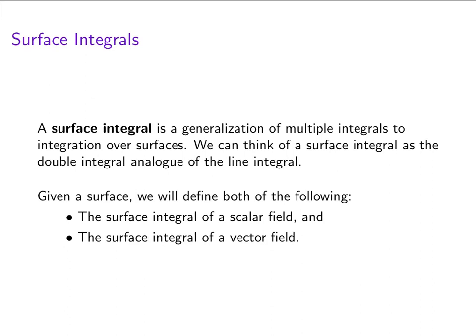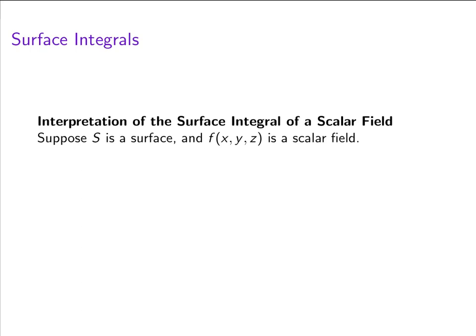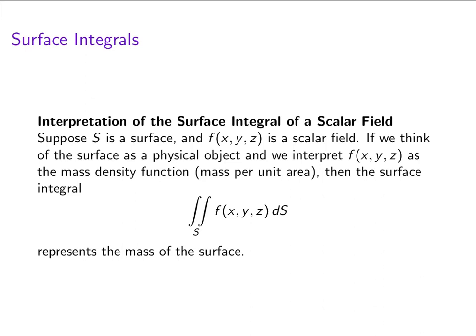Let's talk a little bit about interpretations of these. Let's first talk about the interpretation of the surface integral of a scalar field. Suppose we have a surface, and f of x, y, z is a scalar field. We're going to think of the surface as a physical object, and we'll interpret f of x, y, z as the mass density function, mass per unit area. Then this surface integral will represent the mass of the surface.